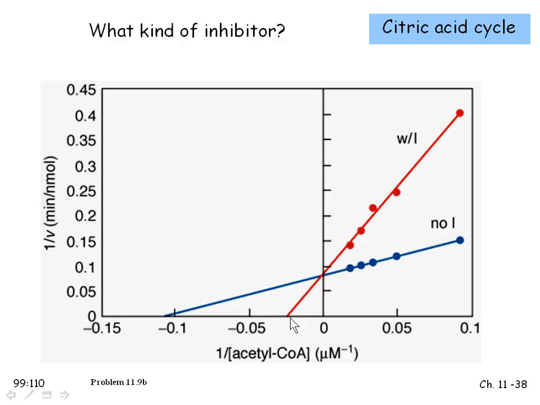Now, it's a good way to transform hyperbolic data. You can't use this method for sigmoidal data because it won't get straight. A sigmoidal group of data is not going to get straight just because you put it through a reciprocal plot. So there are other ways of finding Vmax and Km for enzymes that have sigmoidal activity.